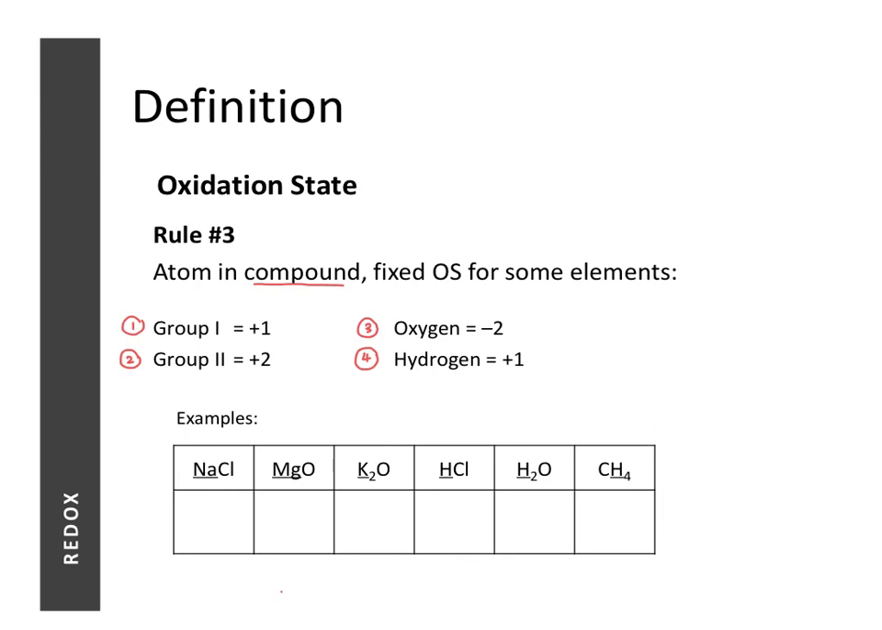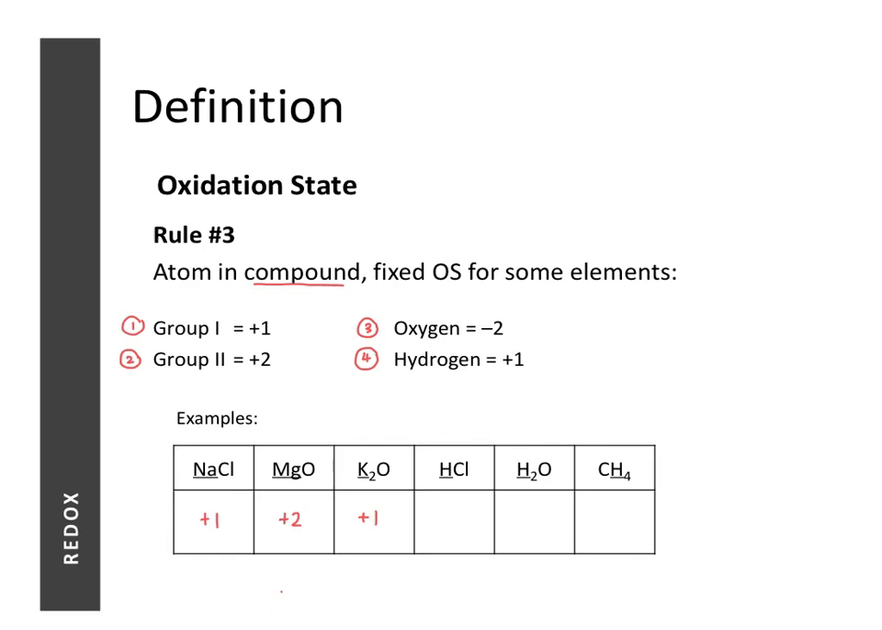So let's try to apply this rule to the examples given below. Sodium chloride: what is the oxidation state of sodium in sodium chloride? If you can recall, sodium is in group 1, so all group 1 elements in compounds are given an oxidation state of +1. Second example, magnesium oxide. Magnesium is in group 2, so when group 2 elements combine with any other element, they will be assigned an oxidation state of +2. Potassium is in group 1 again, so +1.